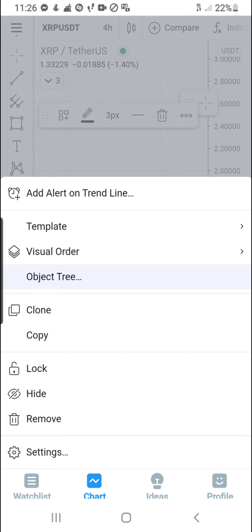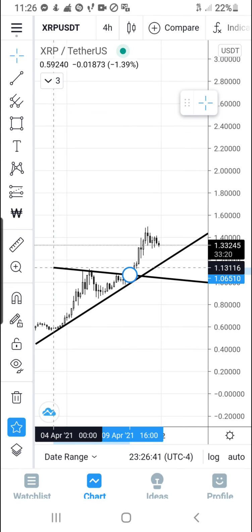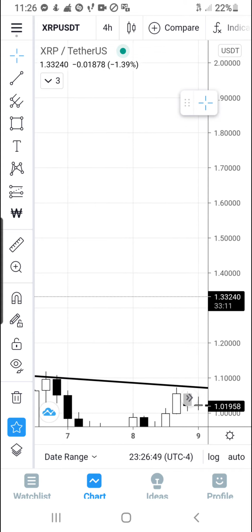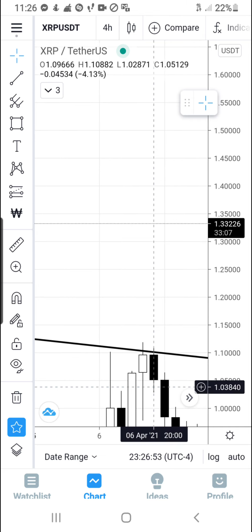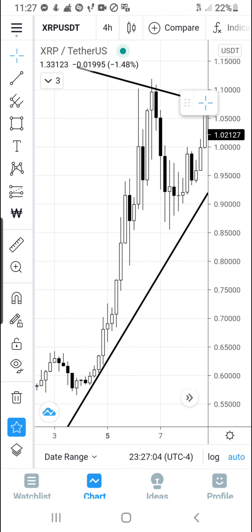Always try to adjust it just to be neat, you know, right? So it's touching the body, but it's not going straight through the body. It's touching the body, going through the wicks. I'm gonna zoom in and show you guys that. You notice how I bring it as close as possible to the actual body of the candlestick, but it doesn't go through the candlestick. That's what I do, right?